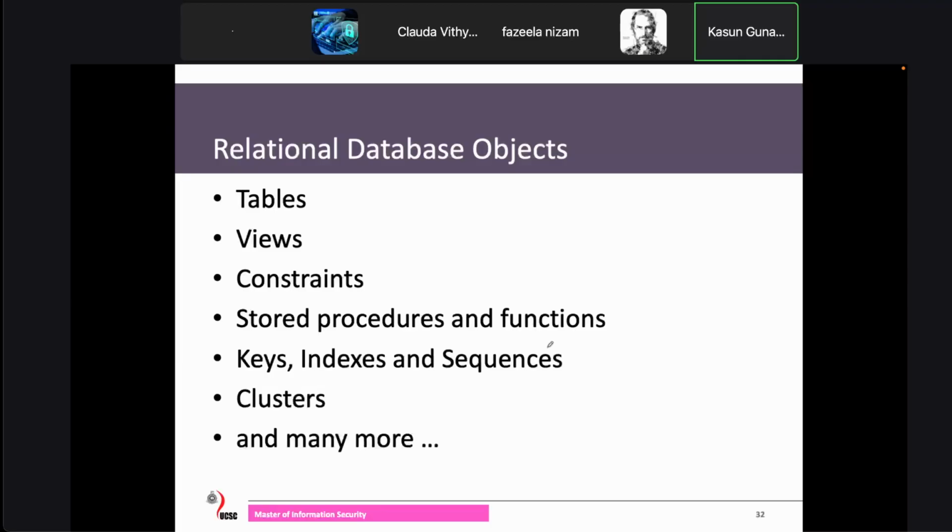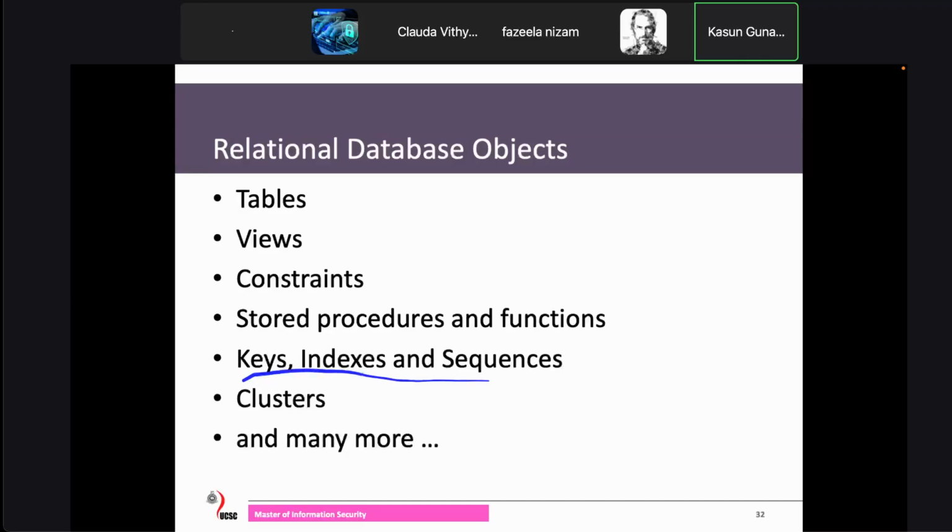Relational database objects, some of the key, commonly seen objects in relational databases. So you would see tables, views, and constraints, stored procedures and functions. Those are again database objects. Keys, indexes, sequences, and clusters.